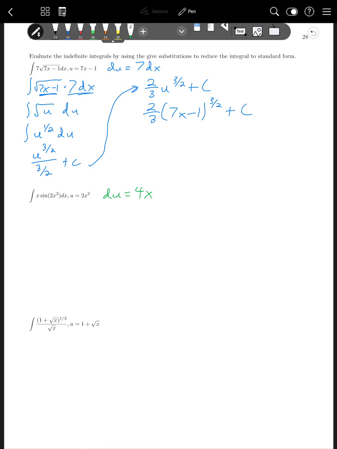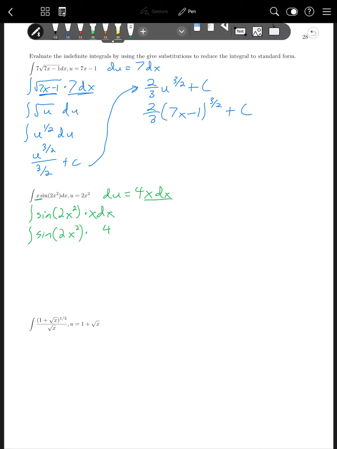Okay, and then notice we've got an x in here, but we don't have a 4. So how do we add a 4 in? Well, we need to multiply by a factor of 1. So what we could do is reorder this. So it's sine of 2x squared times x dx, right? So we've got this part of du in there, but we're missing the 4. So to get the 4 in there, we can just multiply by it.